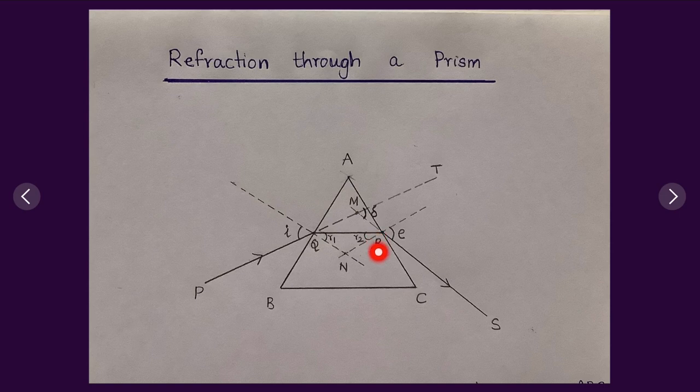After that, it suffers another refraction at the surface AC. So the ray, when it goes along QR, touches the other face AC at R. Therefore, we have drawn another normal NR to the face AC. Now, the ray bends away from the normal and comes along this path RS because it comes from denser medium to rarer medium. Therefore, this ray bends away from the normal.